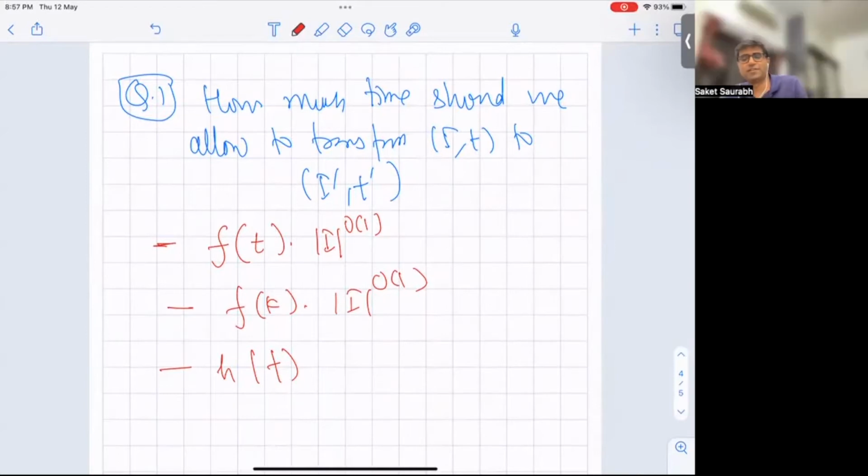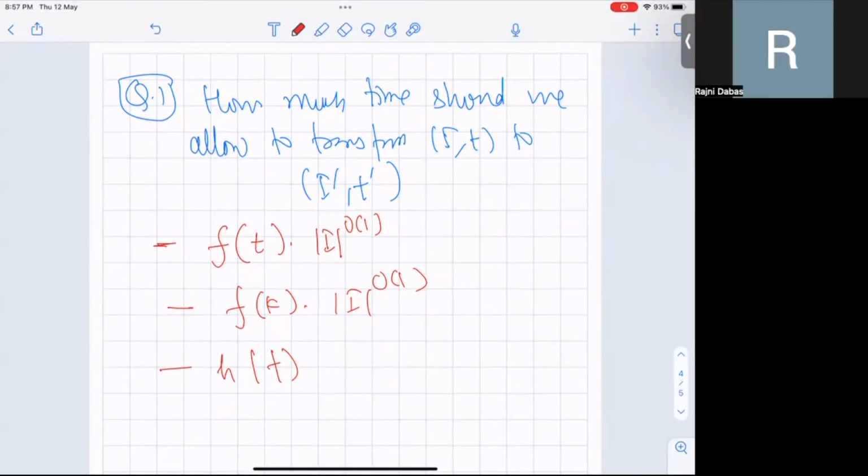How many of you are really confused? If you are really confused, can you put +1? I think it should be a function of t only.